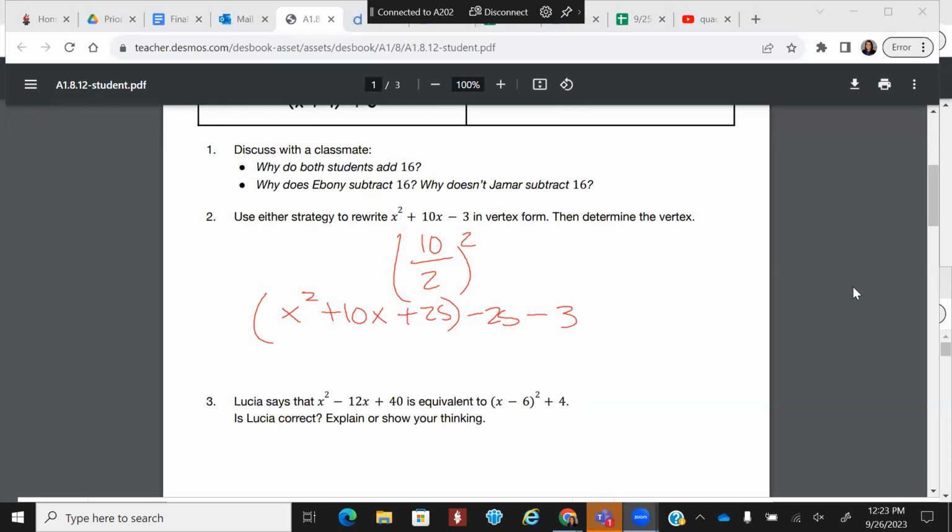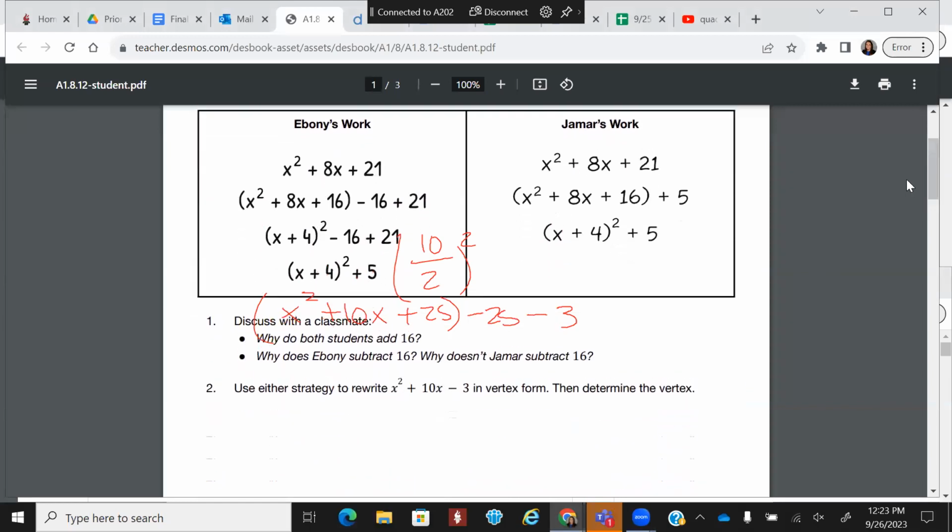Go back up here, to Ebony's work, to go from here to here. So she factored this. She said 1 times 16 is 16, b is 8. What two numbers will make that happen? And x plus 4 times x plus 4 is the same thing as x plus 4 squared.